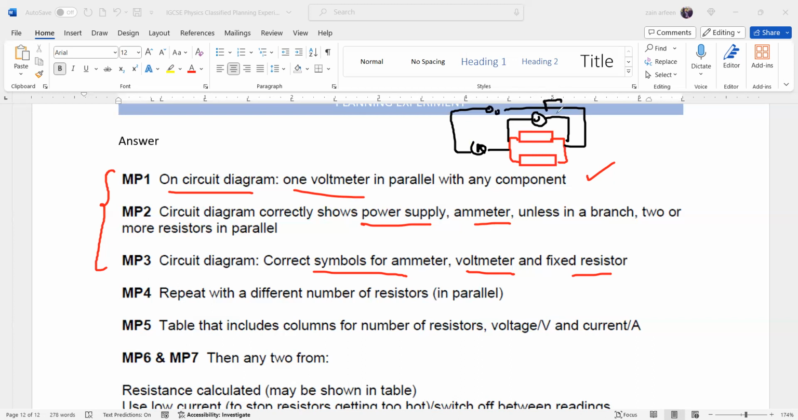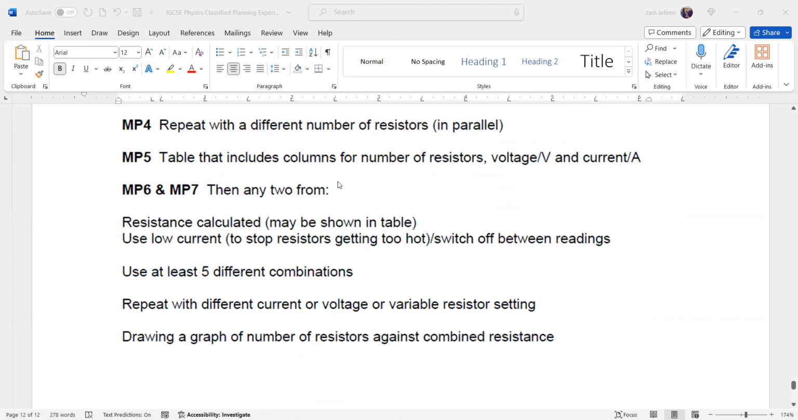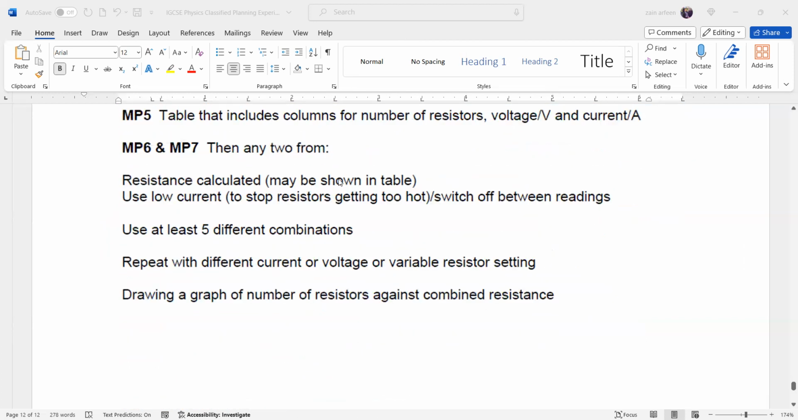But if I mention a variable resistor, repeating is fine. So repeat with different numbers of resistors in parallel, as I mentioned. Then a table that includes columns with the number of resistors, voltage, and current. Marking points 6 and 7 are how resistance is calculated, which may be shown in the table. As I mentioned in the procedure, we calculate the resistance by voltage divided by current.